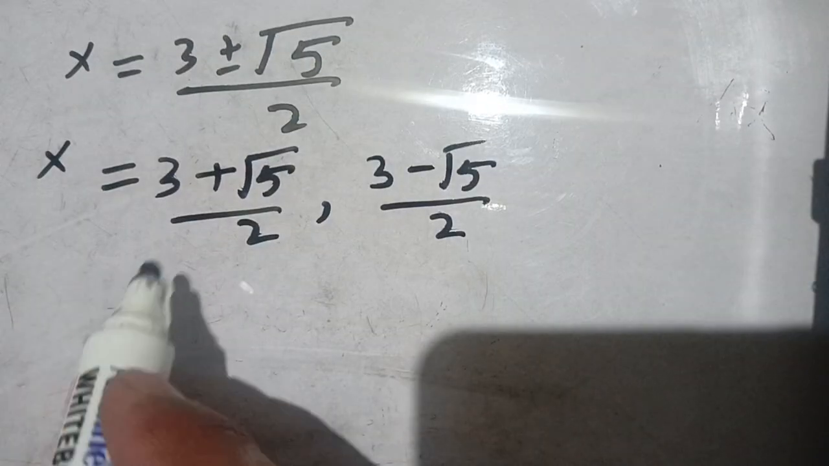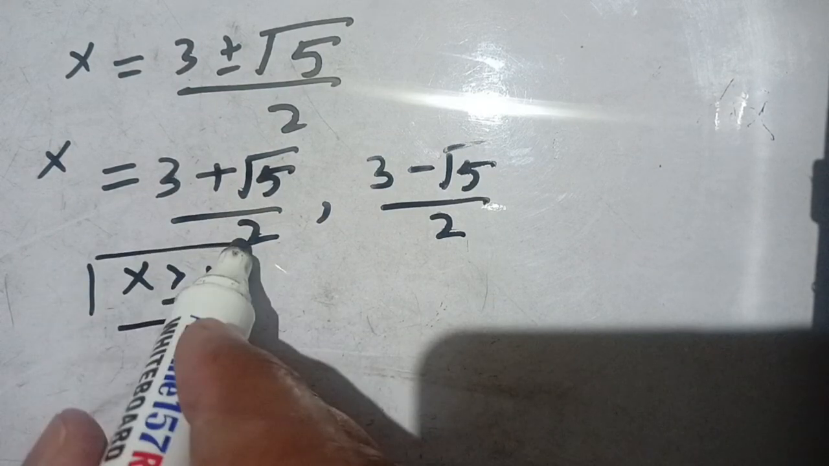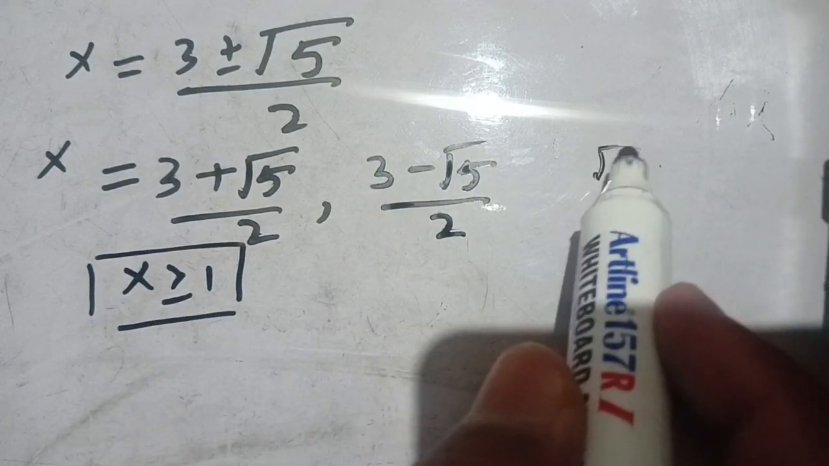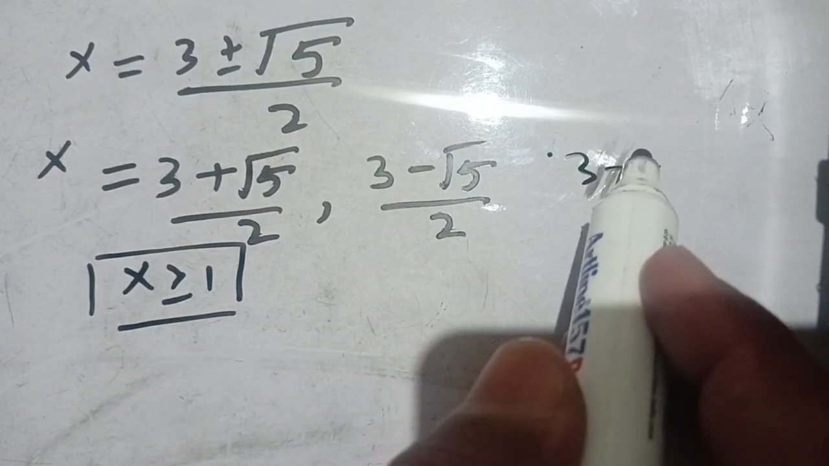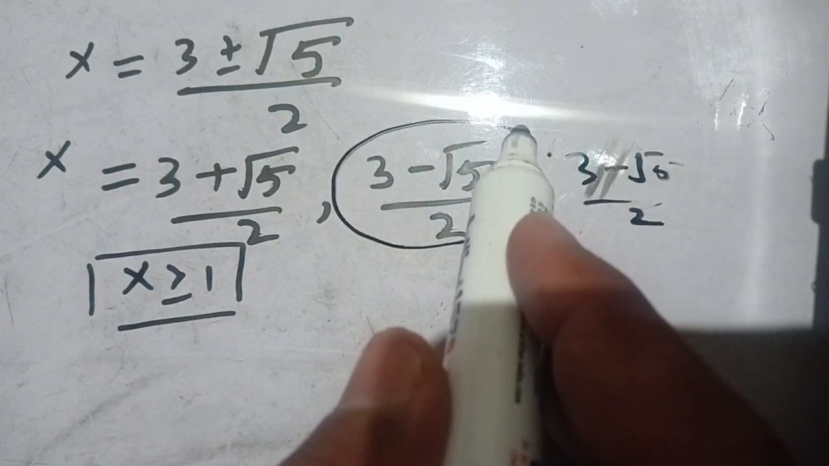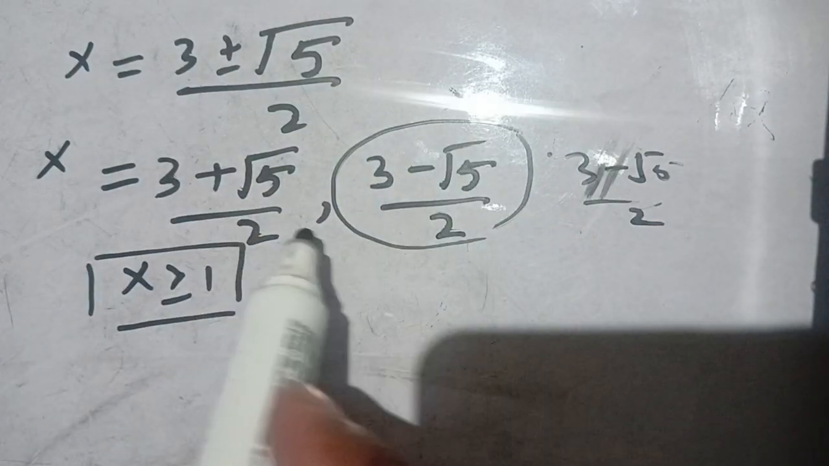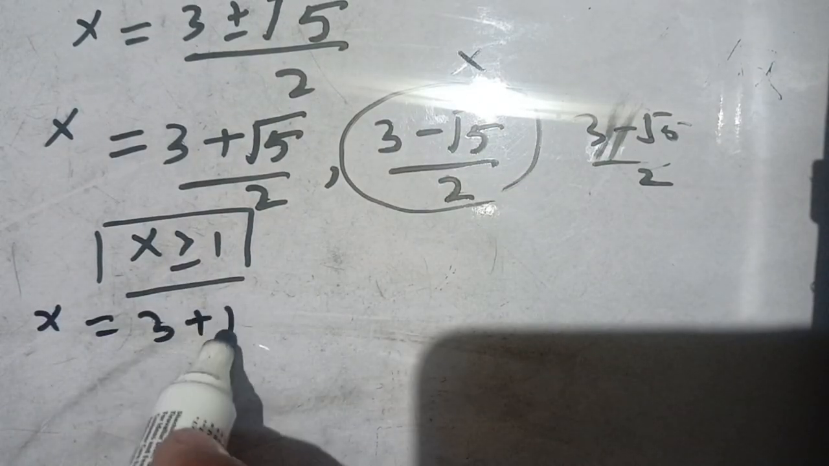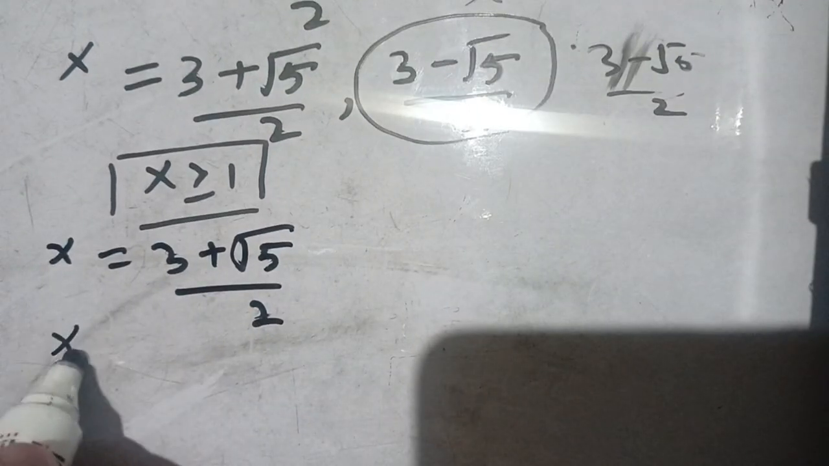Now as we have x is greater than or equal to 1, meaning x is either equal to 1 or greater than 1. Now from here we know that 3 minus square root of 5 divided by 2 is less than 1. So we reject this root, and we have only one root, x is equal to 3 plus square root of 5 divided by 2, and the first value is x is equal to 0.